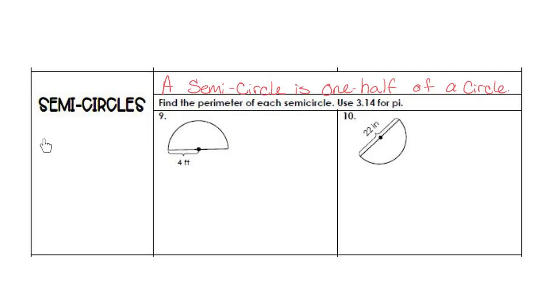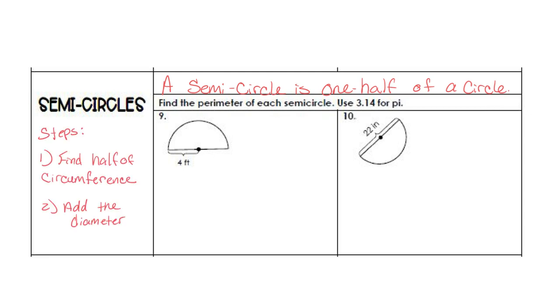So now we have semicircles, and a semicircle is 1/2 of a circle. So to find the perimeter of each of the semicircles, use 3.14 for pi. So what you're going to do for the steps, you're going to find half of the circumference first. So you're going to find the whole circumference and then find half of it. Then you're going to add the diameter to that number.